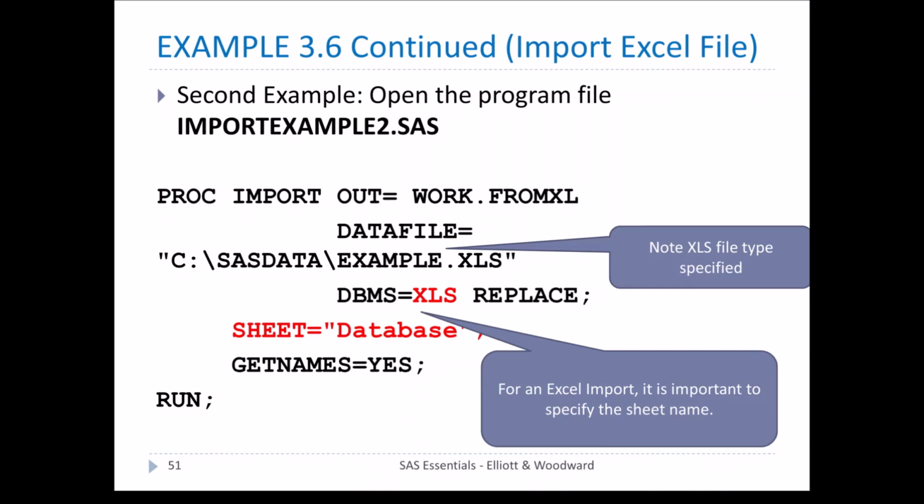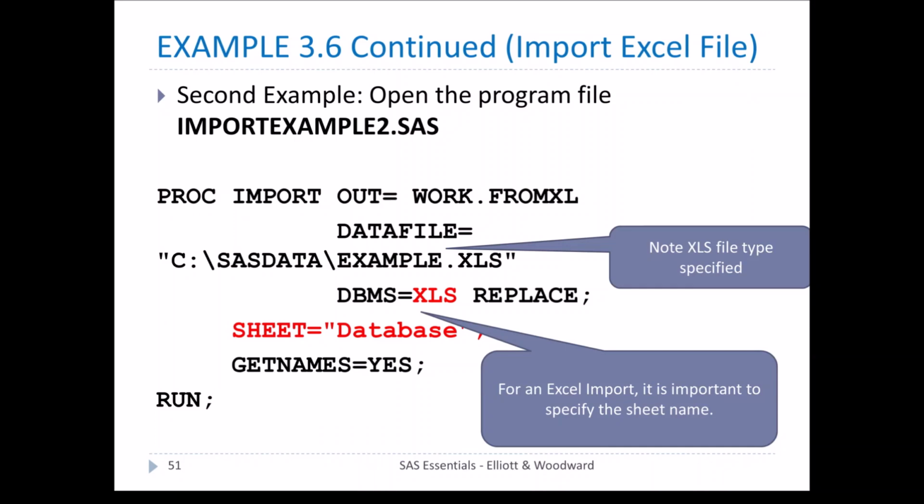So notice the several things here. The output file now is going to be called work.fromExcel. And then the data we're entering is example.xls. Now this is the old Excel extension. You can also use XLSX for a newer one. The database management system is XLS, and we're saying to replace it.